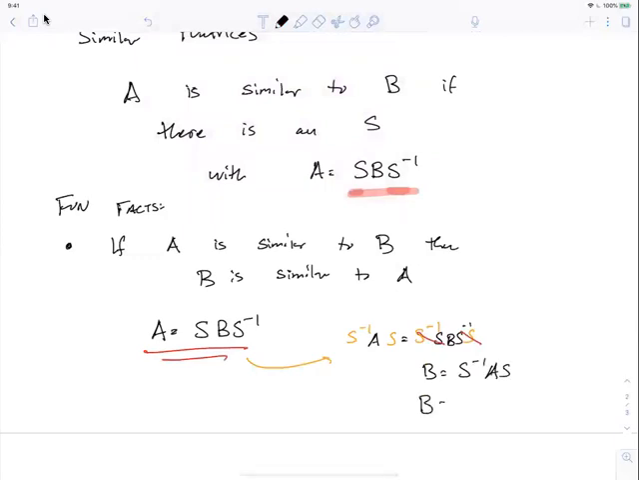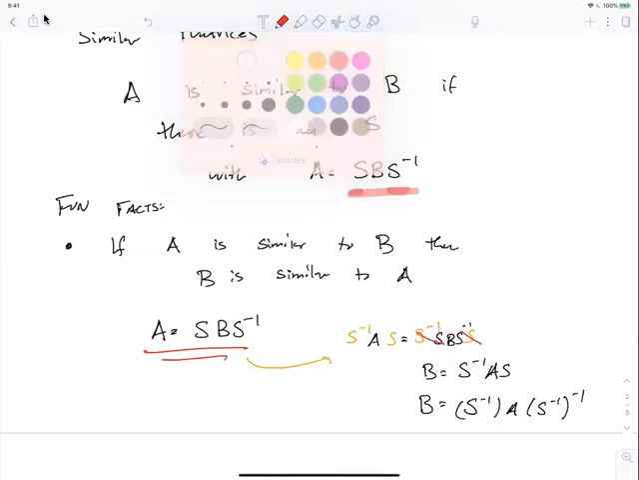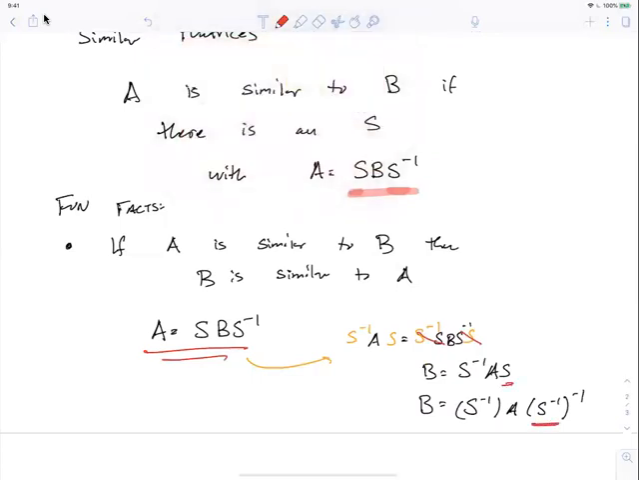And just keep in mind, that's the same thing as S inverse A S inverse inverse. So the inverse of S is itself, and now the matrix you want to do the similarity is S inverse. The definition says two matrices are similar if there is a matrix that you can put it in this form. So going from A to B, the matrix you need is S, and going backwards is S inverse. That means if one is similar to the other, you also get the reverse direction.